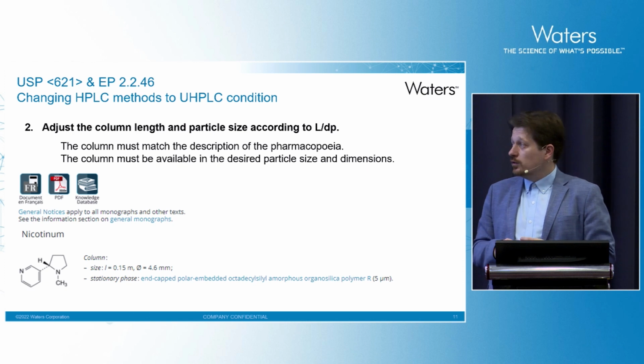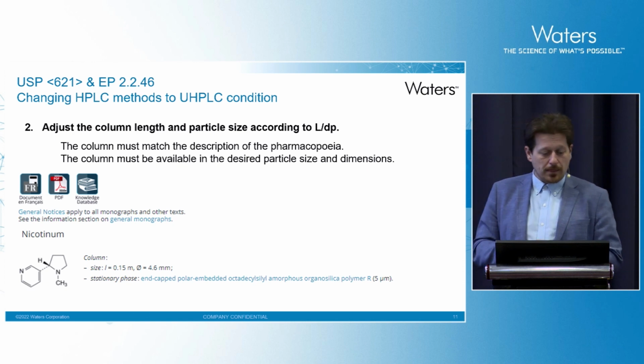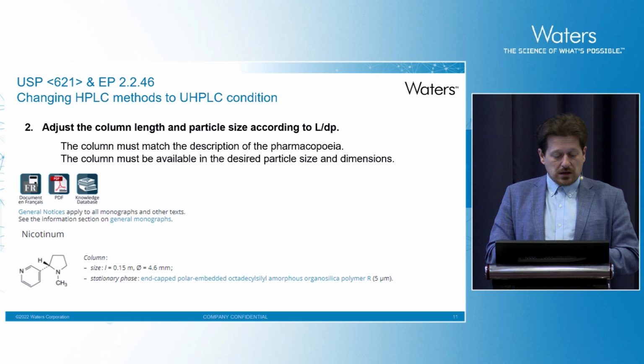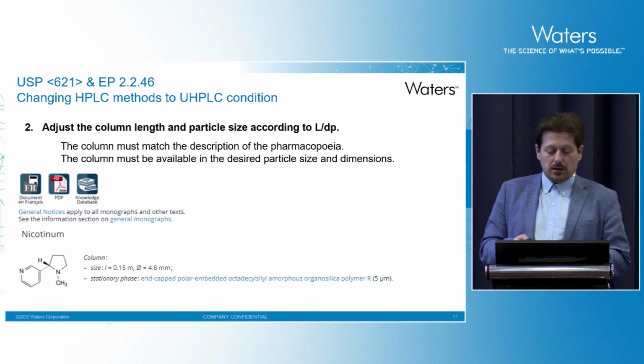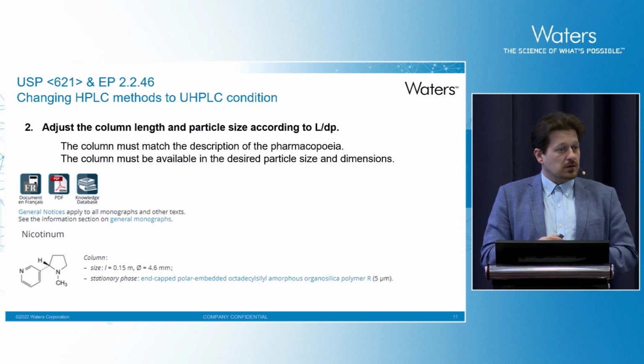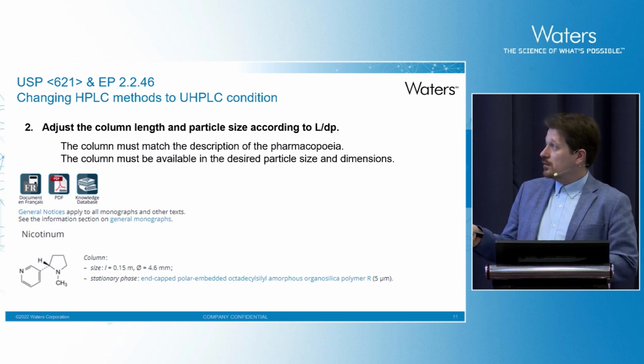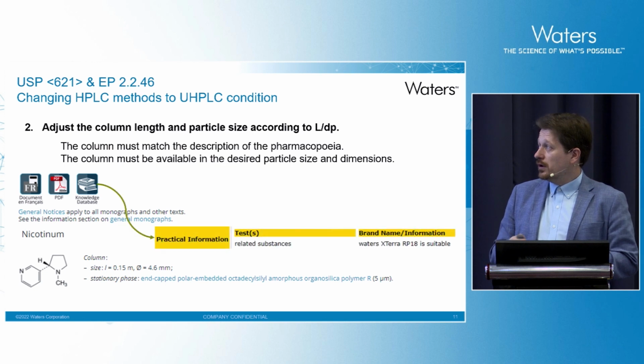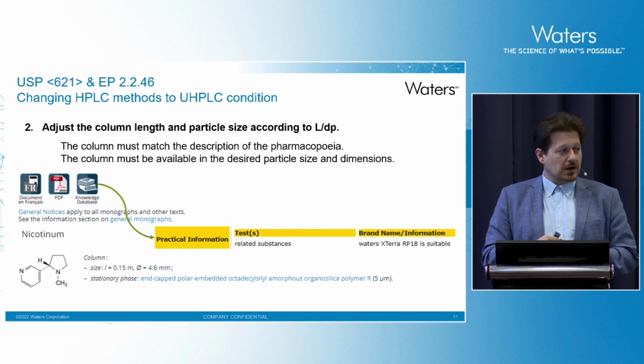As an example, I took the method for nicotine. Here is a column inside, 150 millimeters long, 4.6 millimeter internal diameter, 5 micron, classical HPLC. It's end capped. We have the description here. You can go to the knowledge base in the pharmacopoeia, here on the left top, and look up what column the pharmacopoeia used to run that monograph or procedure. In most cases, there's only one column.